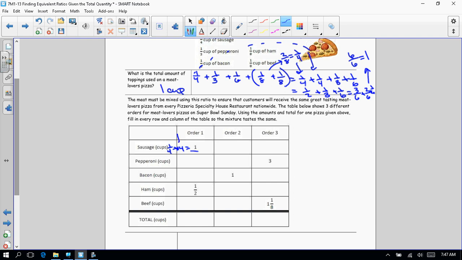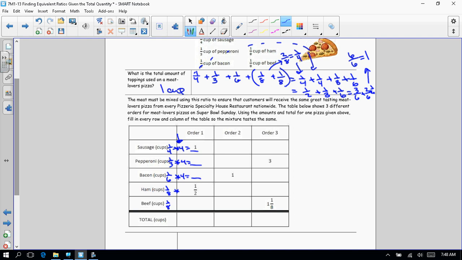multiply by 4. If I take all of those originals, which I think I'm going to go back and write those in, this is 1/3, this was 1/6, this is 1/8, and beef was 1/8. Okay? So I'm going to take all these and multiply them all by 4 to get this column.